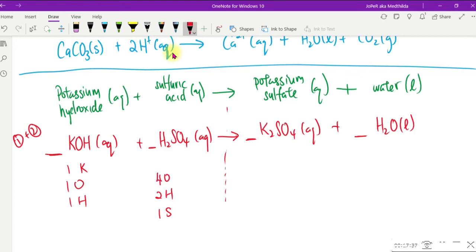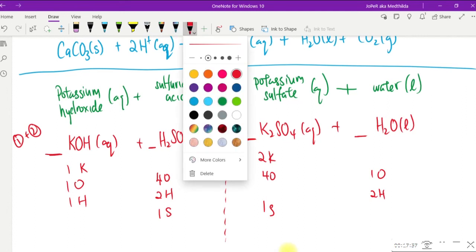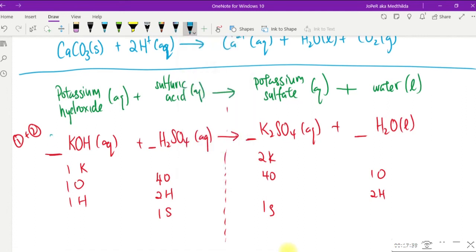For the right side, two potassium here, one sulfur. Here, I got two hydrogens over here. So let's start off with the one potassium. So what I need to do is multiply the potassium hydroxide by 2.